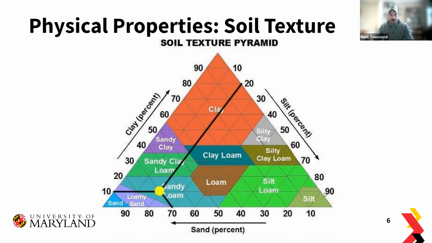So let's take an example, right? So this little yellow dot here means that about 70% of the soil in terms of texture is sand, right? Another 20% is made up of the silt portion, and then only about 10% is clay. It's worth noting, so clay, it's hard to really overstate the role of clay as it relates to soils and how they all work.